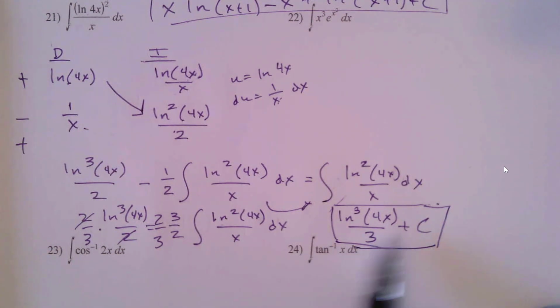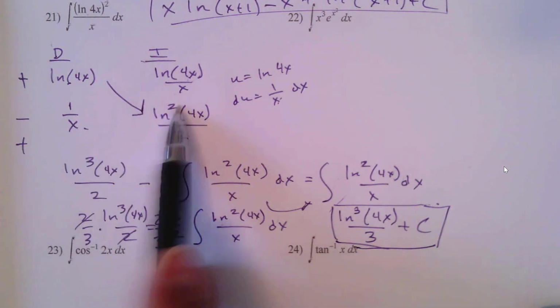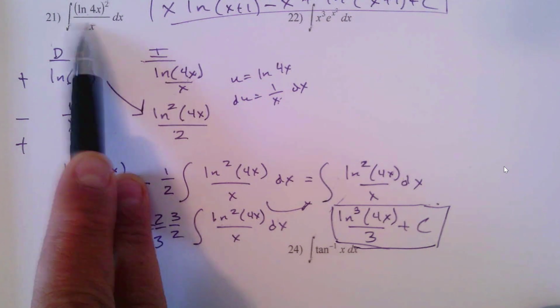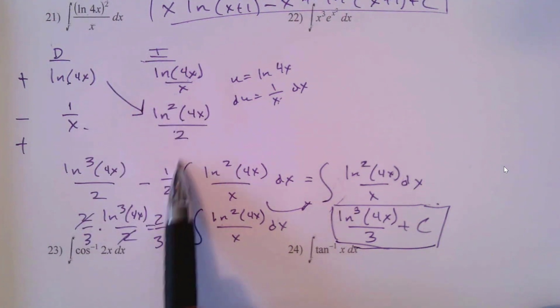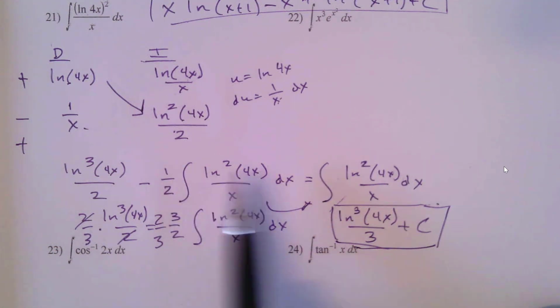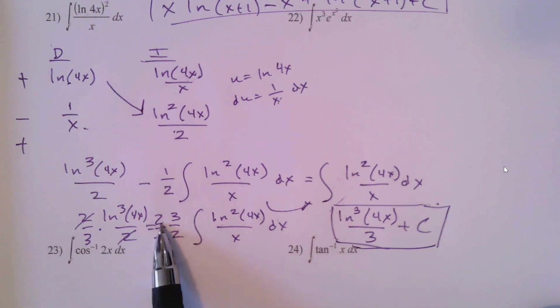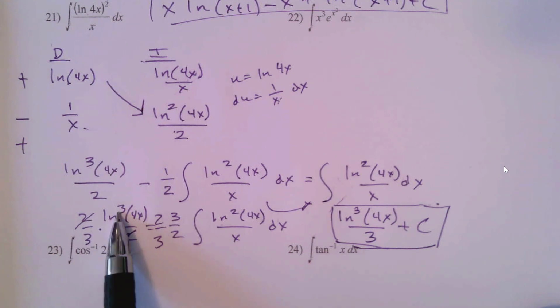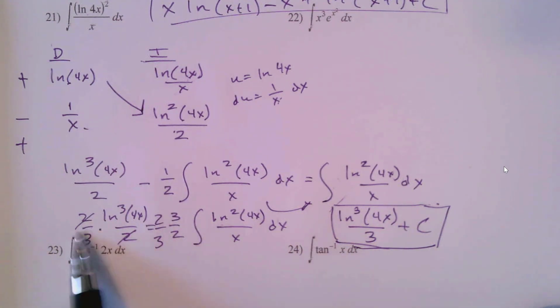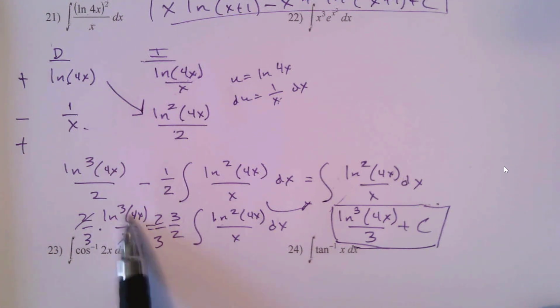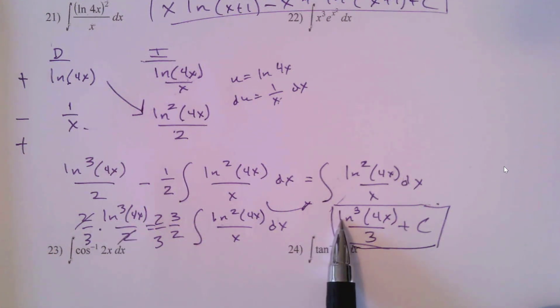So I was running out of room here, but this one's a little bit tricky because we end up with basically the same thing as what we started with, just a half version. So we have a half version of the original integral is equal to the original integral. And we can add the integrals together to get 3/2 of that integral. 3/2 of that integral is equal to this part, which is the u times v. And then multiply both sides by 2/3, multiply this side by 2/3, and we get our answer, which is going to be natural log of 4x cubed over 3 plus c.